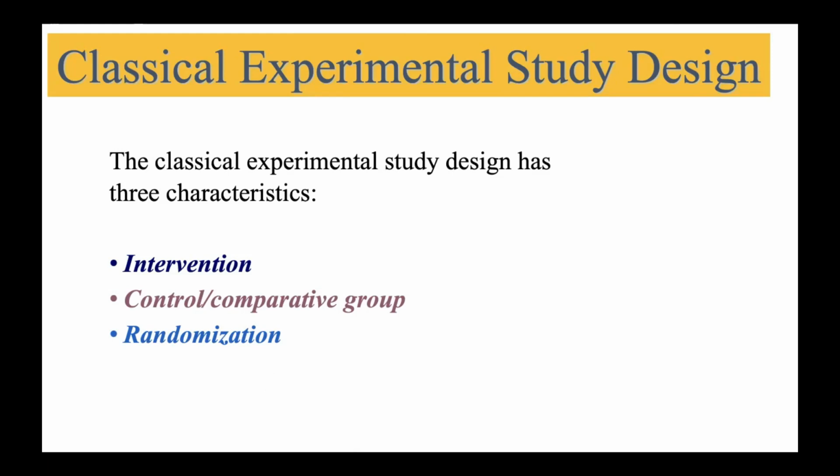There are three things. The first is I for interventional. If there is no intervention, there is no randomization. If there is no control or comparative group, then there is no randomization. If among these three things we have two but not all three, then it is not called randomization. Then it's called a case control study.